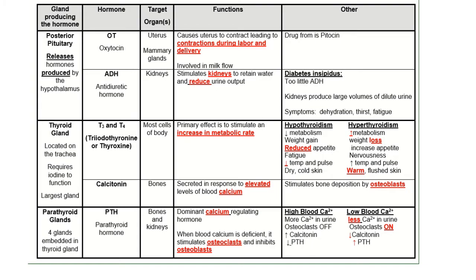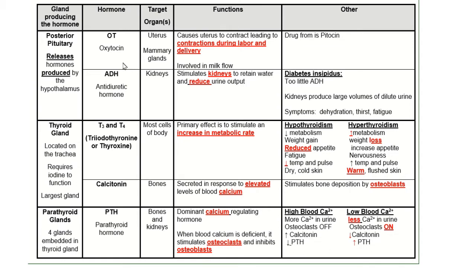So here is page 144 of the PowerPoint packet. Let's look at the table of all of the glands, the hormones, the target tissues, the function, and then the other. So again, we're going to start with the posterior pituitary gland. The posterior pituitary gland releases hormones that were produced in the hypothalamus. The first hormone we're going to discuss is oxytocin.